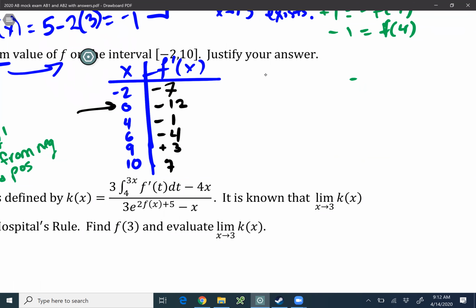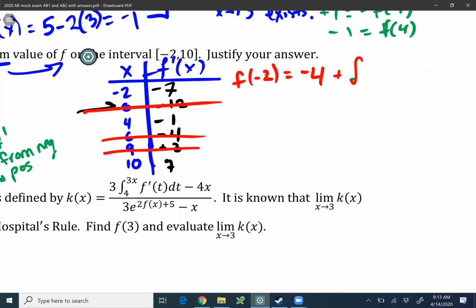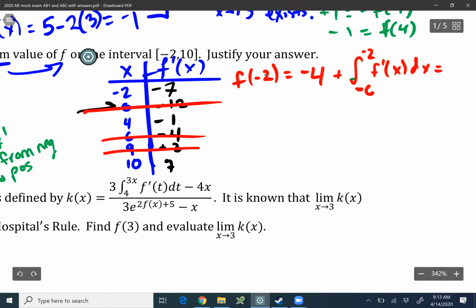Had we just said, we're going to get rid of 0, we're going to get rid of 6, we're going to get rid of 9, and we want to figure out what is f of negative 2, we could definitely write this as negative 4 plus the integral from negative 6 to negative 2 of f prime of x, which we did. Figure out that that integral is negative 3, which we did, and get negative 7.